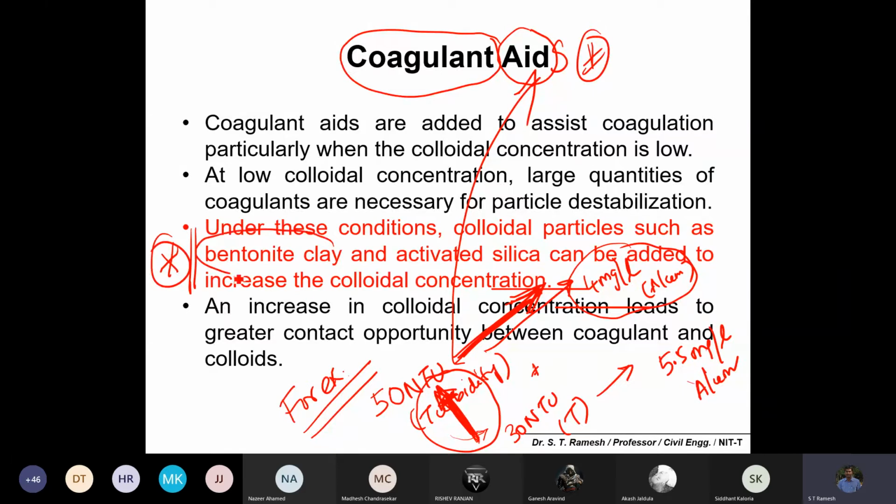So what these coagulant aids are, please make a note on examples. Number one, bentonite clay. You can add bentonite clay, and you can also add activated silica. If you want to increase the colloidal concentration artificially, you can add bentonite clay or activated silica, which increases your colloidal concentration. In turn, it increases your turbidity, and you can also optimize the chemical addition. Thereby, my chemical consumption will come down. These agents are called coagulant aids. Is it okay?